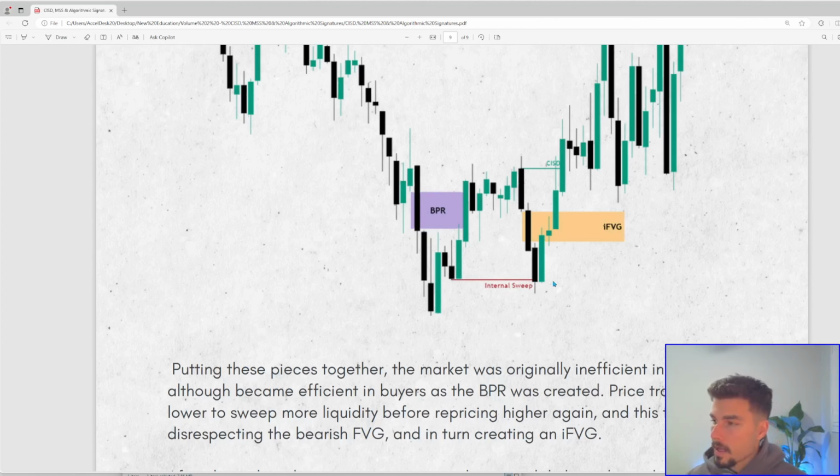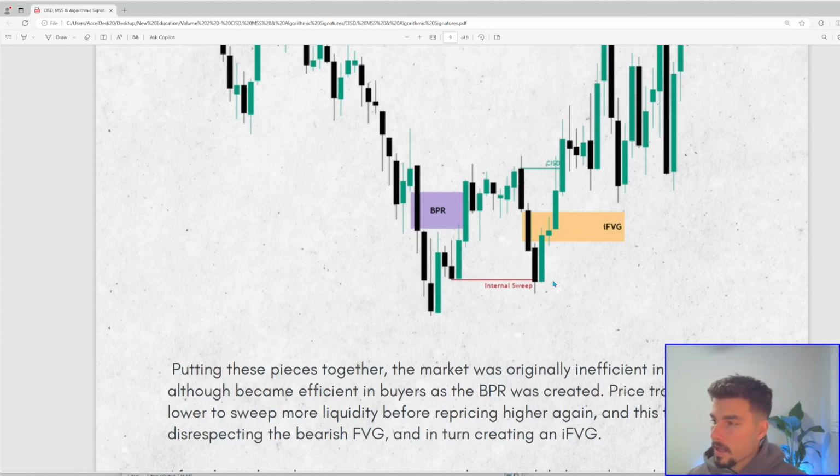You can execute off that CISD with quite a bit of confidence, because number one, you've got a BPR. Number two, you swept liquidity. Number three, you've got an inversion fair value gap. And number four, you've got a CISD with some displacement. And technically, this swing high here, we have a market structure shift too. Then you got to ask yourself, is there a clear drawn liquidity? And the answer is yes. All these swing highs, low resistance, that becomes your buy side objective, and we do reach that.